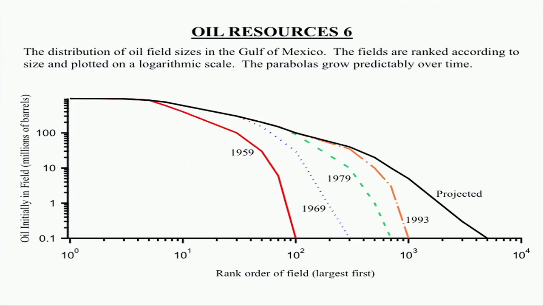You can also look at the distribution of oil sizes. So you could look at the oil initially in a particular field, in millions of barrels, and rank them in terms of the size of the largest field. In this case, they put the largest first, and you can plot that as a function of time. This happens to be for field sizes in the Gulf of Mexico. Note that's a logarithmic scale. These parabolas can be drawn as a function of time, and you can see that they simply expand out here, and this envelope over all of them can be projected to look at the ultimate distribution of all fields that you're going to get out of that region.